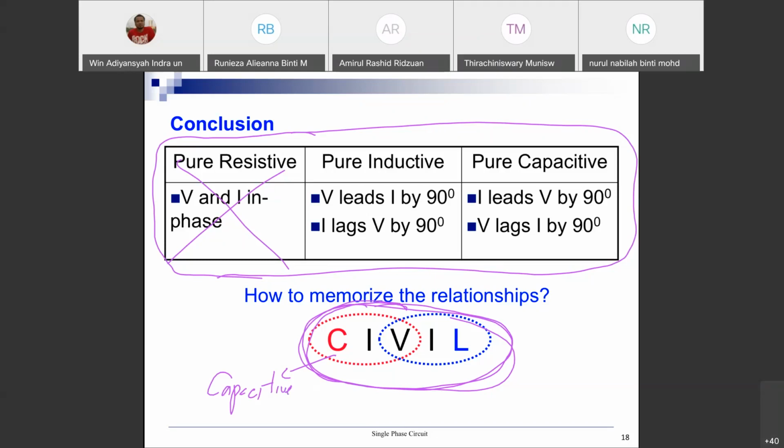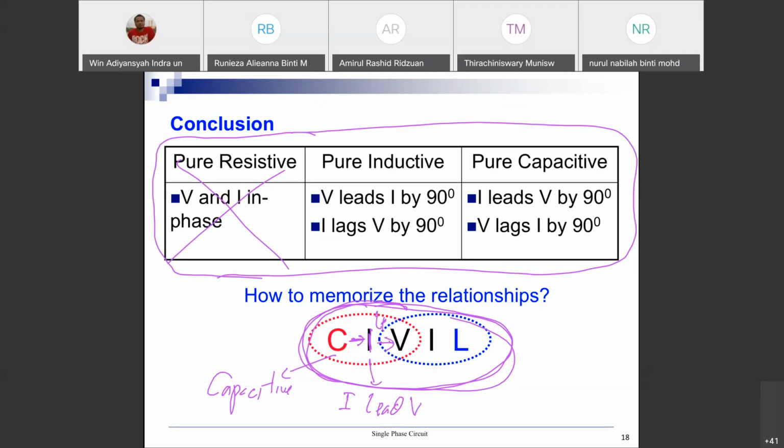So since after C is I, that means I leads. Next one is V. So I leads V for capacitive.